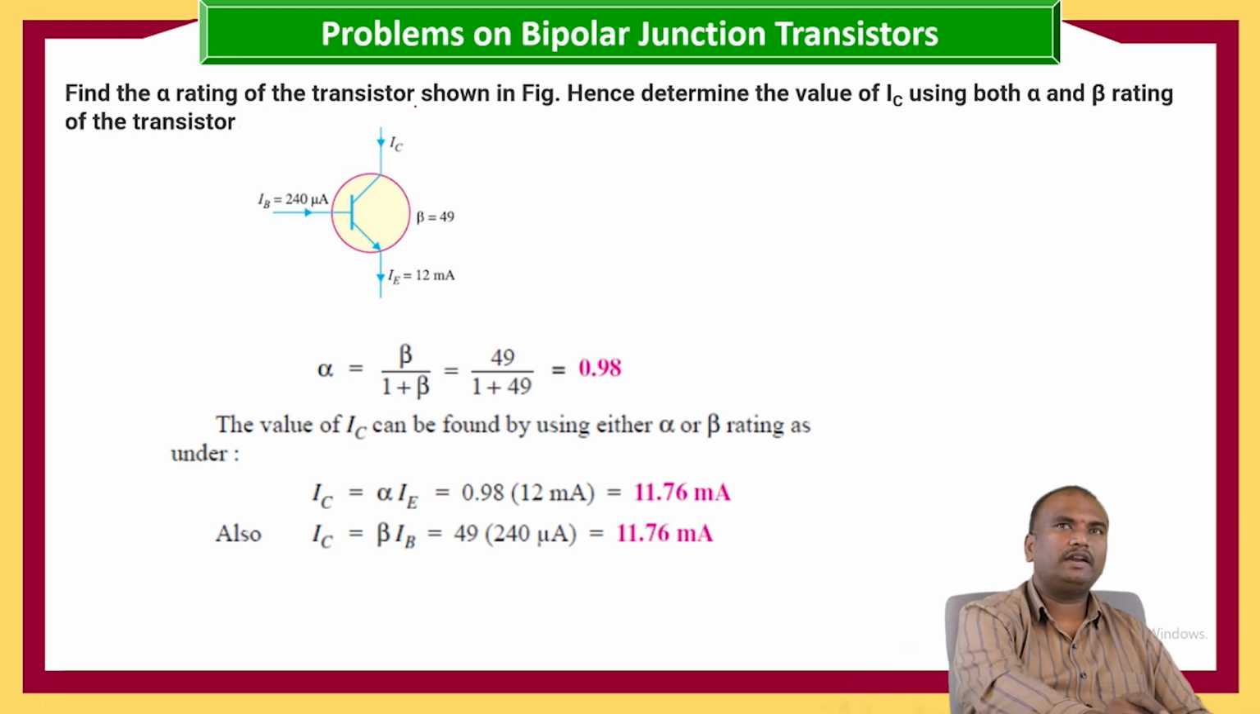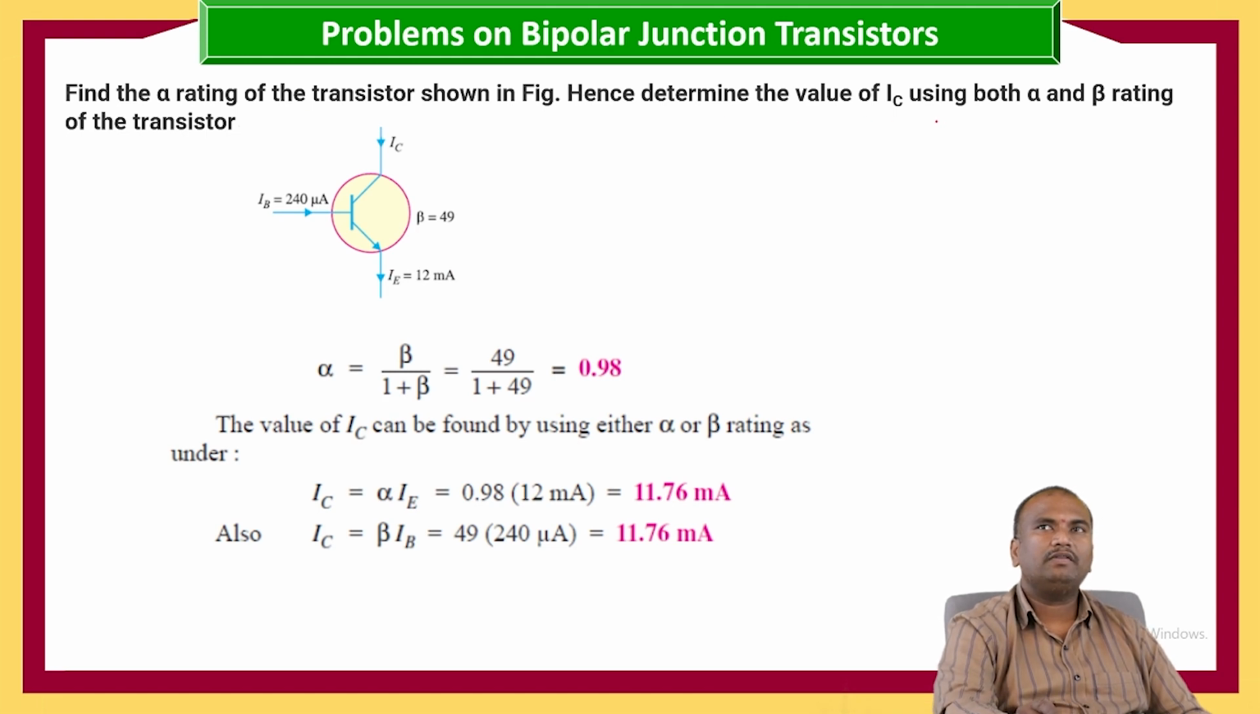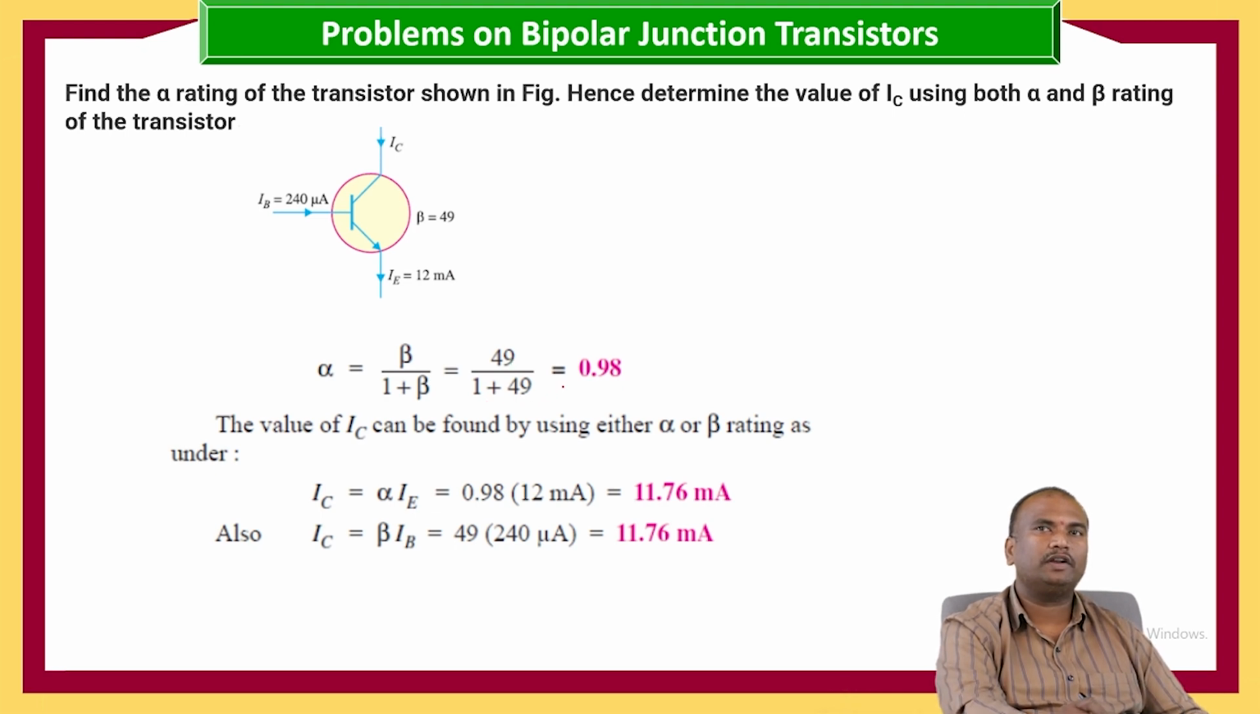Now find the alpha rating of the transistor shown in figure. Hence determine the value of IC using both alpha and beta rating of the transistors. Here IB value is 240 microamperes, IE value is 12 milliamperes, where beta is equal to 49. Here, when beta value is given, alpha is equal to beta by 1 plus beta, that is 49 by 1 plus 49, which is 0.98.